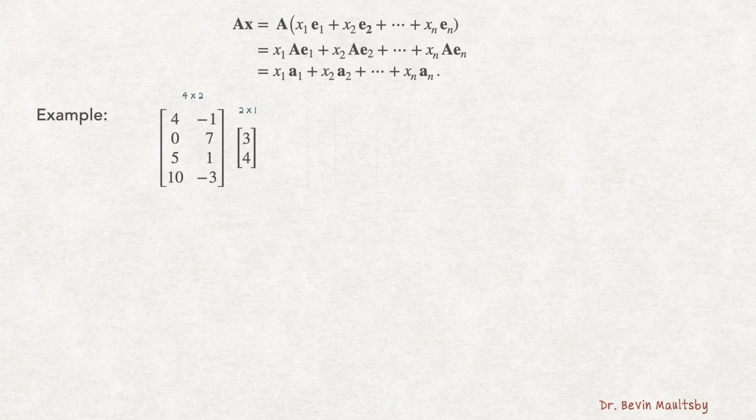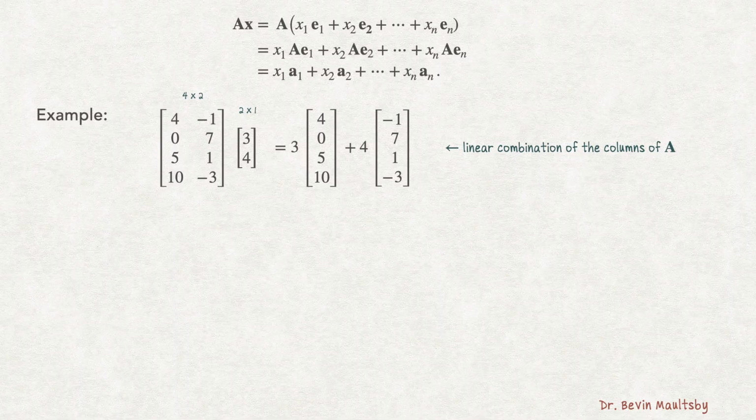But now what I would like to do is recognize that this product can be viewed as a linear combination of the columns of A, where the scalars that we are scaling the columns with are the entries 3 and 4 from the vector x. You could also call those the weights.